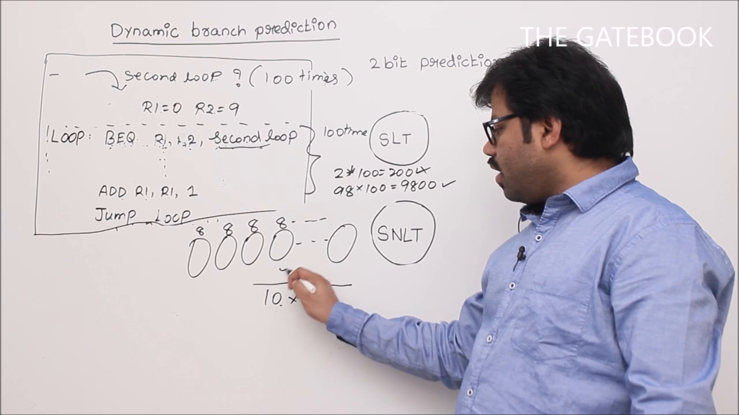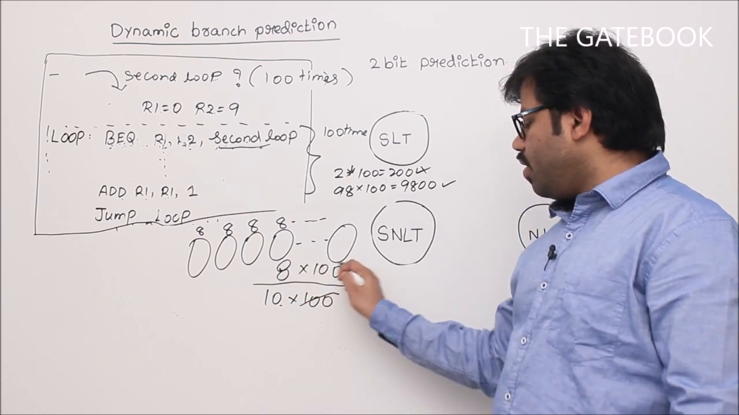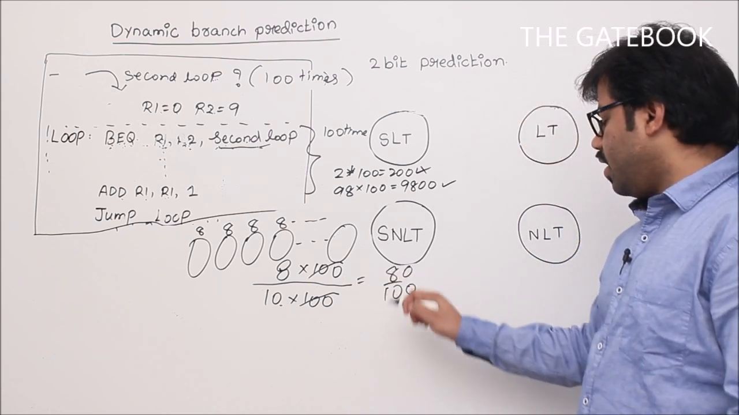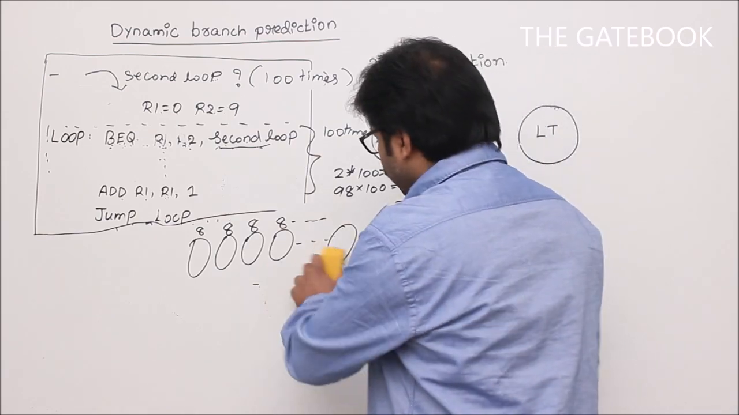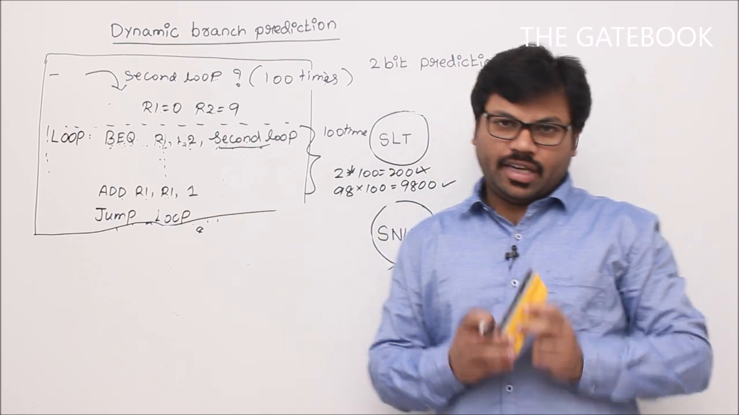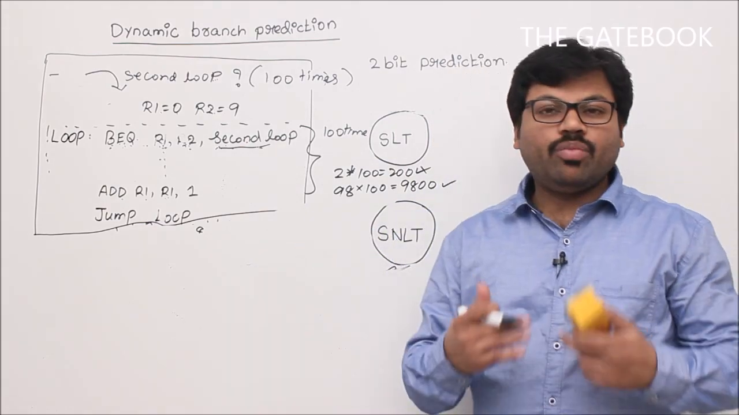For every 10, 8. Correct? 8 into 100. Same story, 100 will get cancelled. You get again 8 by 10 scorecard. That means 80 by 100. So what I want to say is, this problem is having accuracy of 80%. Understand? Now, the question is, can we do better than this?